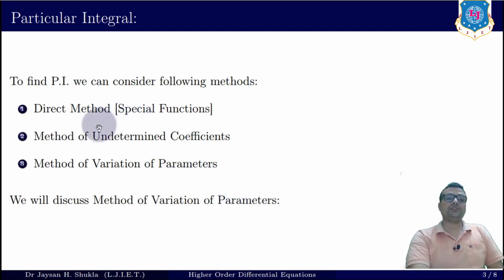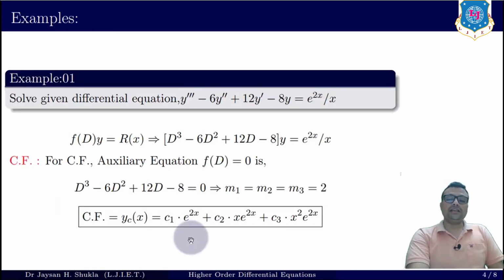Previously we have seen direct method and undetermined coefficients also. Remember, I told you the limitations of direct method and method of undetermined coefficient that I will again repeat at the end of this video, that in which cases these two techniques are not useful and when we should select the method of variation of parameter. Let us begin the technique with help of example.